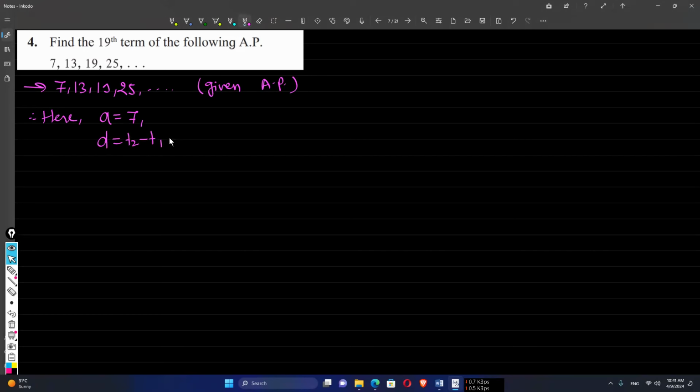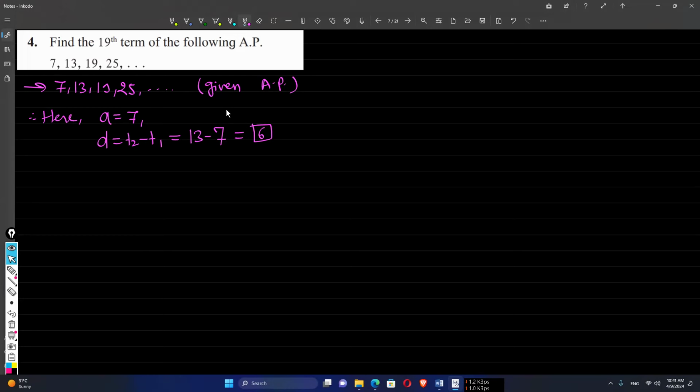The same kind of problems once again. So here 7, 13, 19, 25, dot dot dot is the given arithmetic progression. Therefore, here the value of the first term, that is A, equals 7. D means T2 minus T1. So let's subtract the first term from the second, that is 13 minus 7, which will give us the number 6. The common difference in this arithmetic progression is 6.